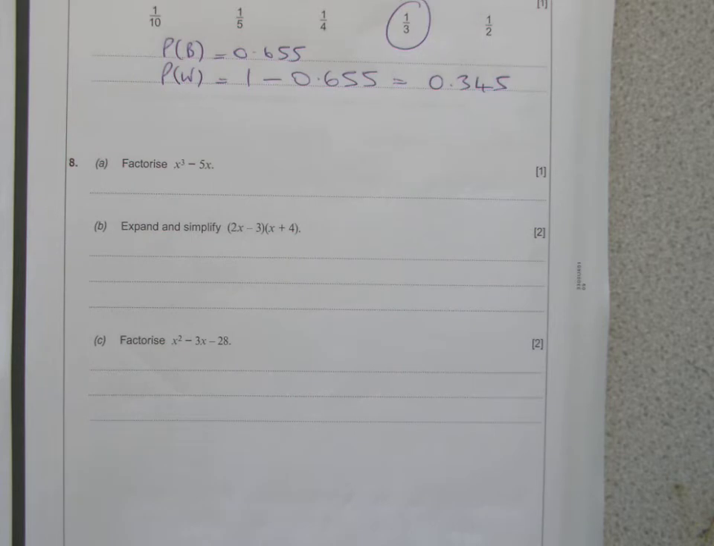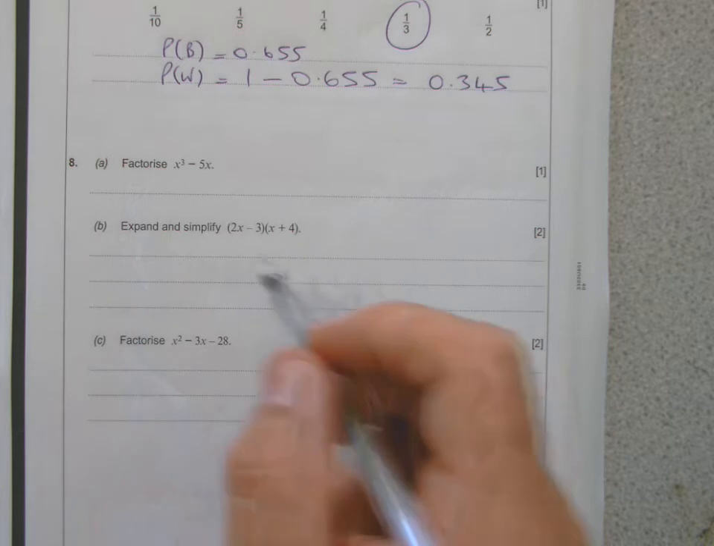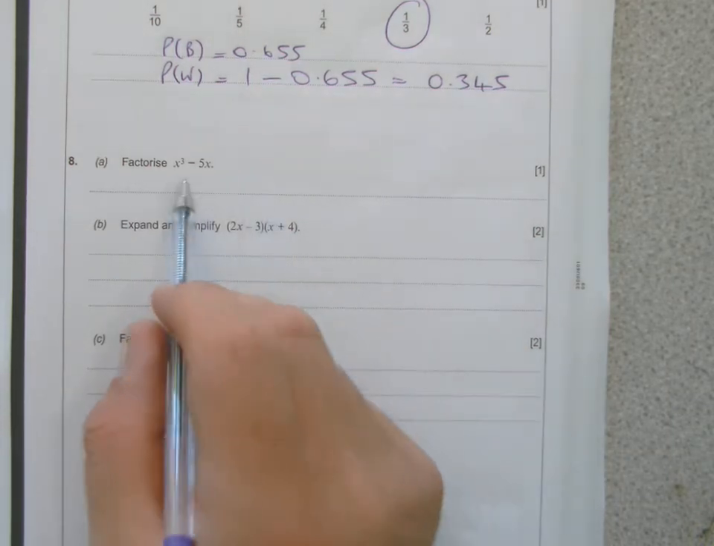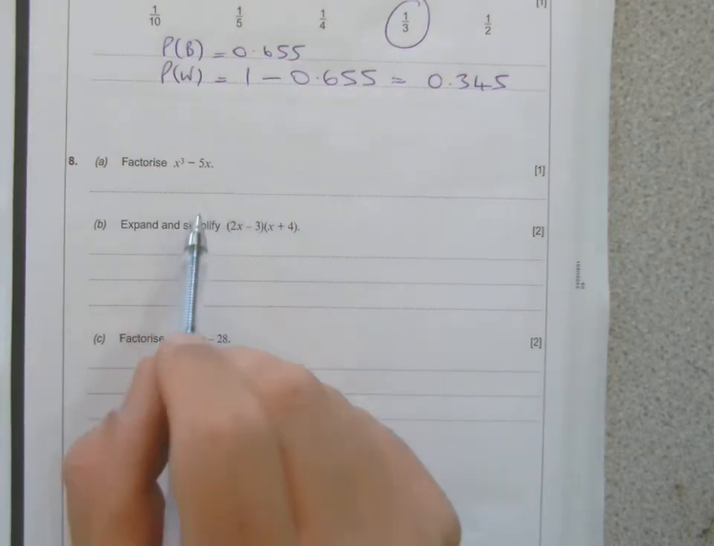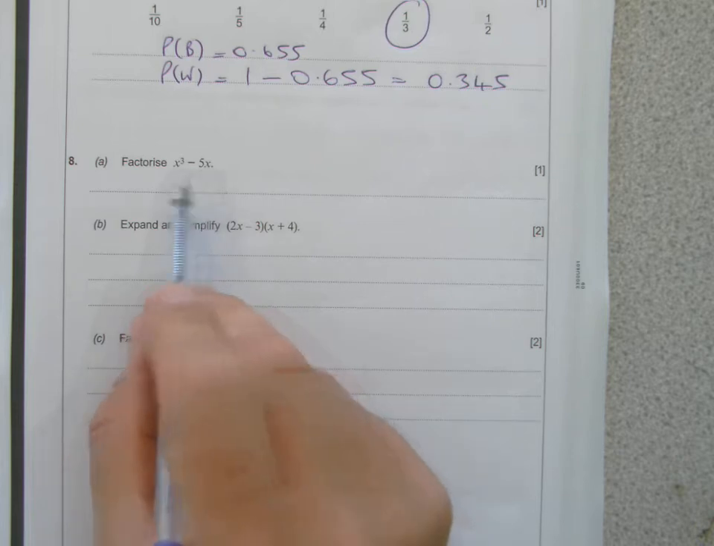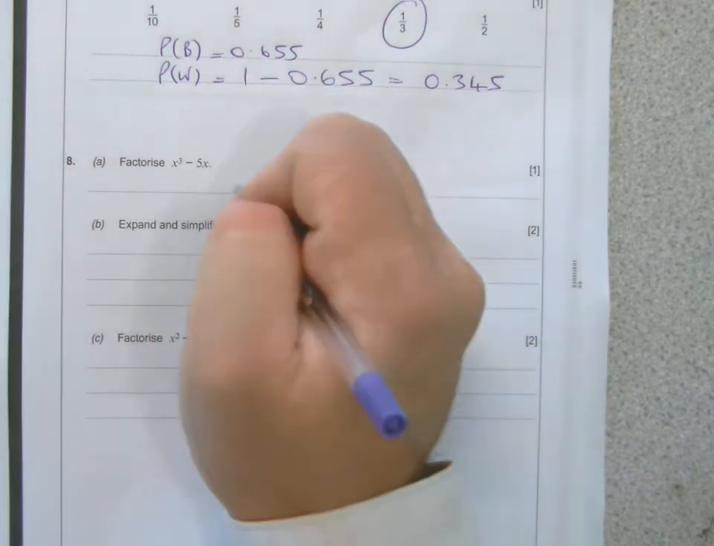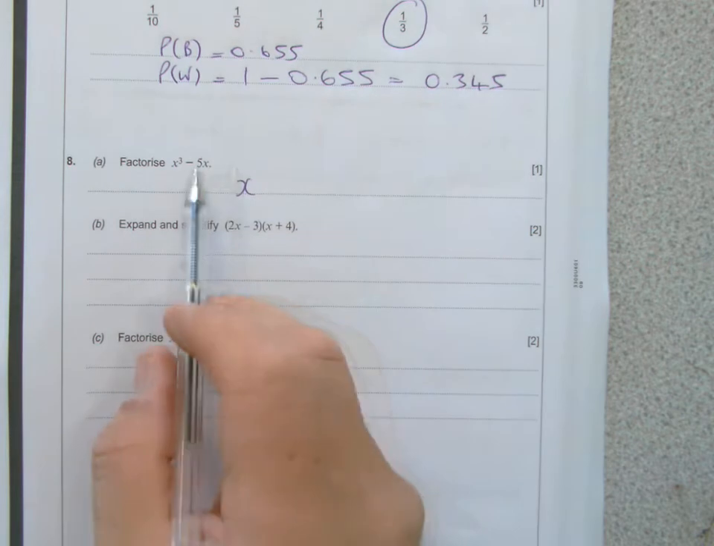Right, factorise x cubed minus 5x. Okay, we've got two terms, and what we've got to do with factorise is put into brackets. The first thing I would check is, are there any common factors here? Of course, a letter is common, isn't it? X is in both, so we take x out. I think x is all we can take out, right?